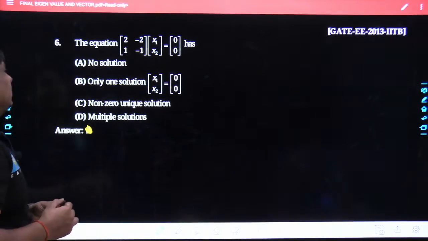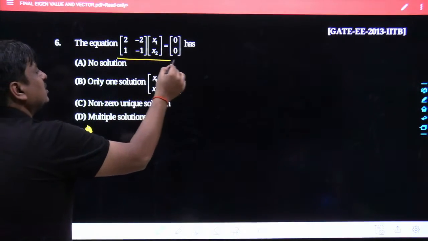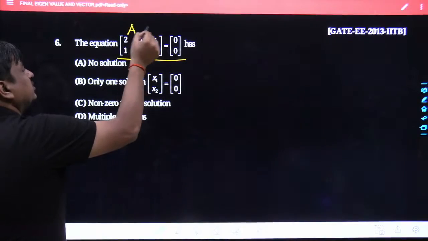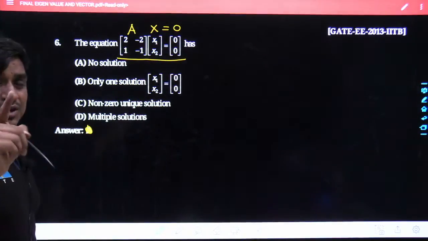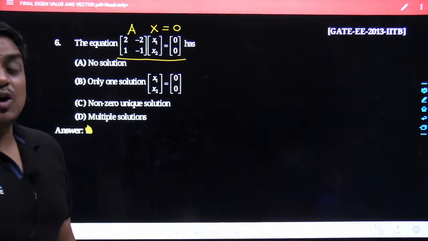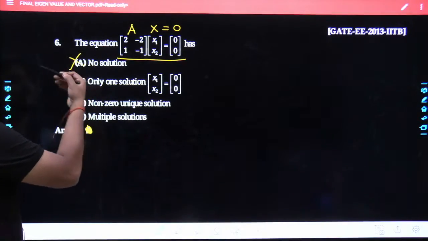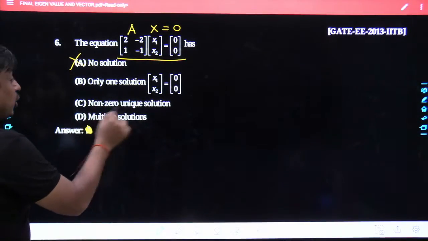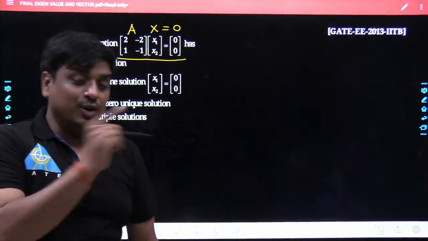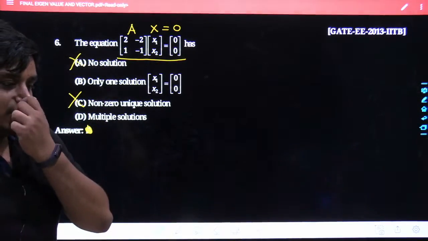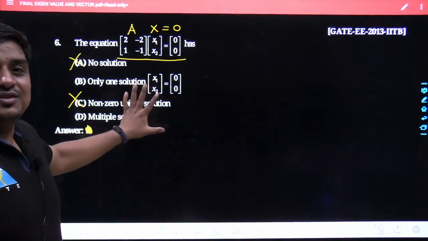One of the best things: first focus on the pattern of the linear equation. It's a linear homogeneous equation. So how many types of solutions can you have? Either you have a unique solution as a trivial solution or infinitely many solutions. So no solution is knocked off. Non-zero unique solution is also knocked off. If you have a unique solution, that would be 0 and 0. Is that part clear? That's the best thing regarding a homogeneous equation.